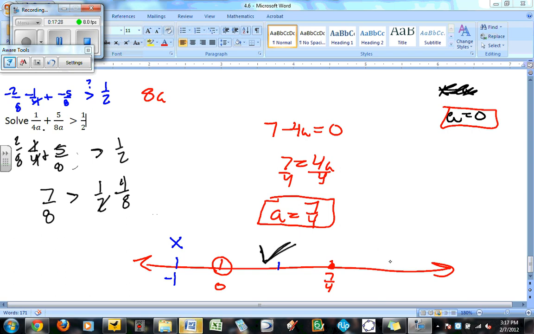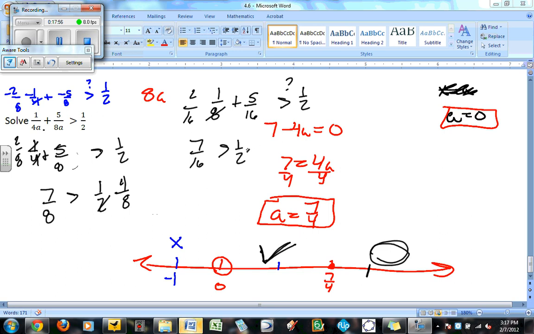And then we need to pick one more. We need to check whether or not it's true over here. So we could pick 2. That would be reasonable because that's not that value and it's to the right of it. So we'll pick 2. So I would get 1/8 plus 5/16. And the question is, is that bigger than 1/2? Well, this would be 2/16. Is 7/16 greater than 1/2? Well, to tell for sure, change this to a 16th. So we have to multiply the top by 8. 7/16 is not bigger than 8/16. Therefore, this one does not work.